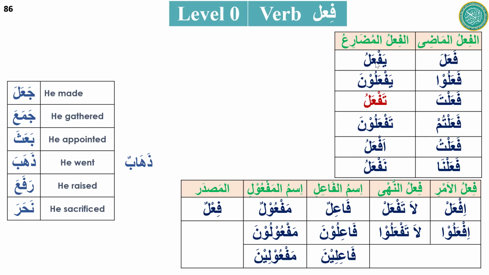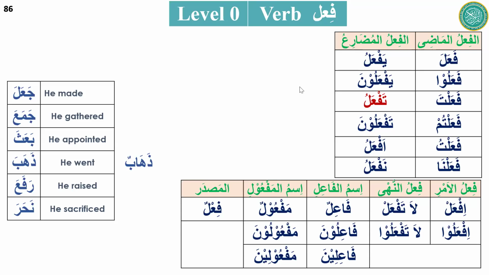So this is dhahaba, yadhhabu. Similarly, rafa'a, yarfa'u. Ja'ala, yaj'alu. This was in level 0 that we did. And now we are doing three letters verbs. In level 1 and 2, we will also study the three letters verb: 1, 2, 3, starting verb. So it is a three letters verb, and then we can make the complete table.